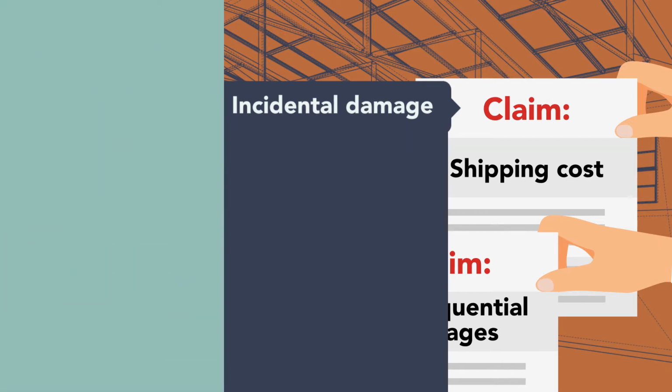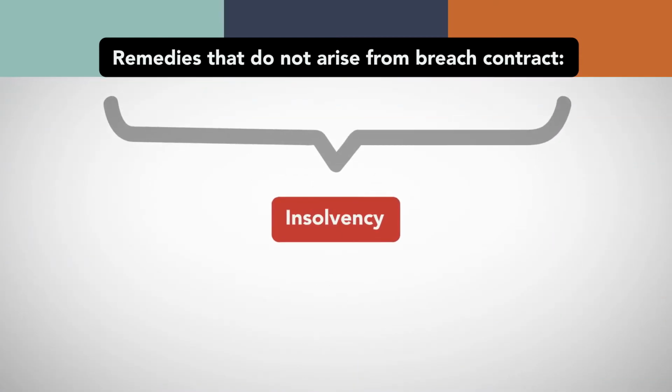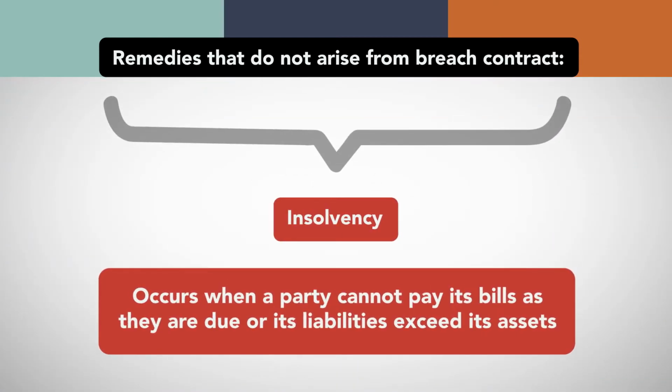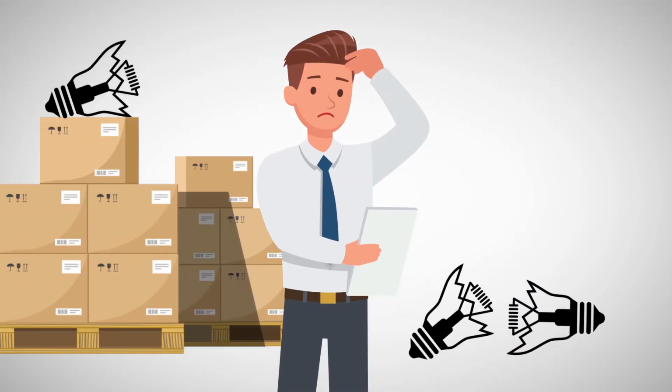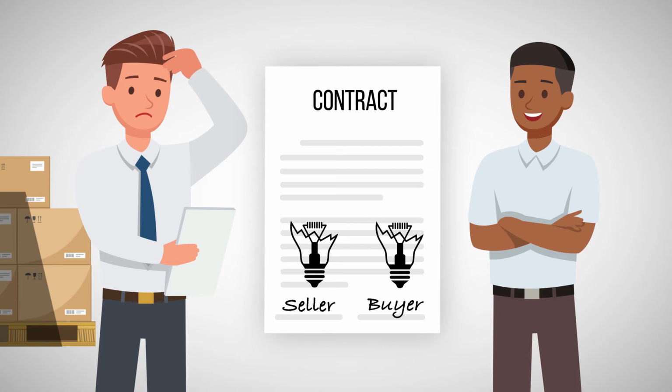There are 3 situations when the Code provides for remedies that do not arise from breach of contract. These damage measures pertain to insolvency. According to the Code, insolvency occurs when a party cannot pay its bills as they're due, or when its liabilities exceed its assets, which is the same as the definition under the Bankruptcy Code. In failing to properly manage its affairs, the party is viewed as having potentially caused damages to the other party, thus giving the other party rights in the goods that are the subject of the contract.